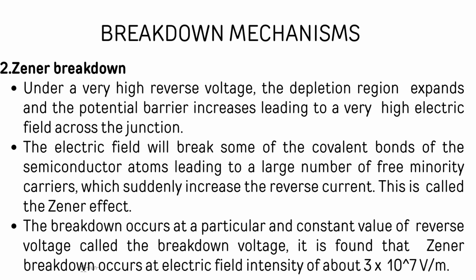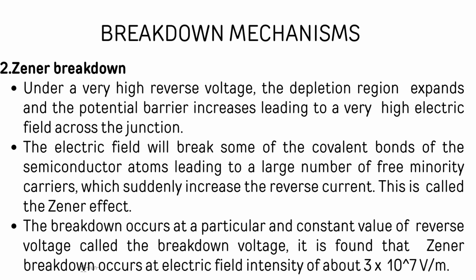Second one, Zener breakdown. Under a very high reverse voltage, the depletion region expands and the potential barrier increases, leading to a very high electric field across the junction. The electric field will break some of the covalent bonds of the semiconductor atoms, leading to a large number of free minority carriers, which suddenly increases the reverse current. This is called Zener effect.